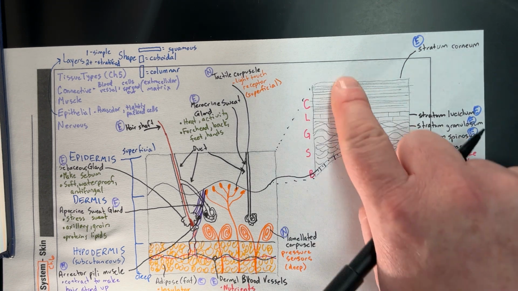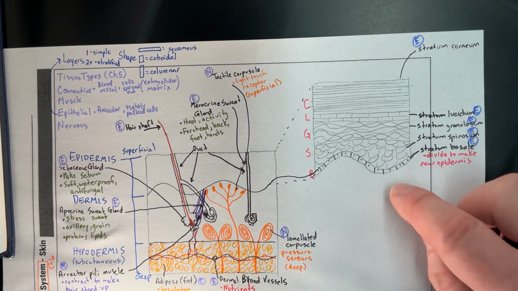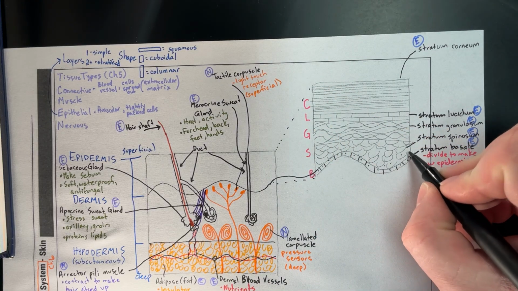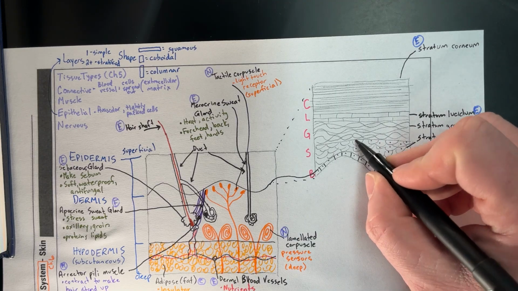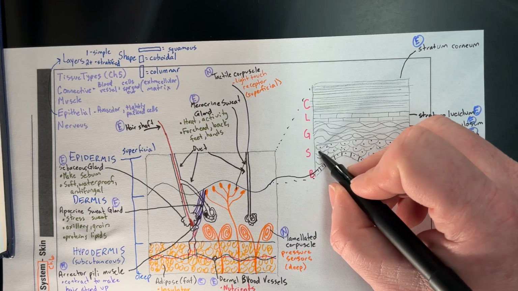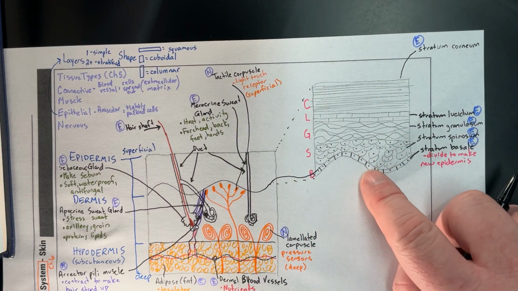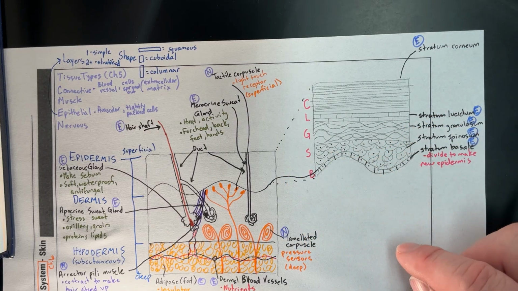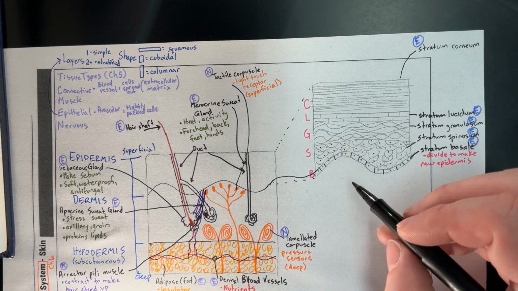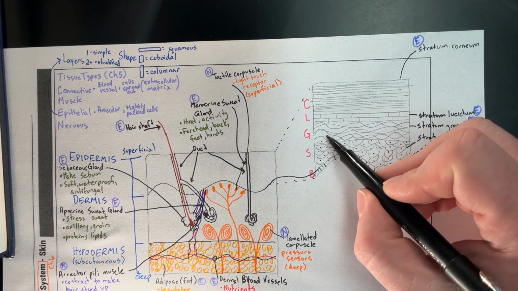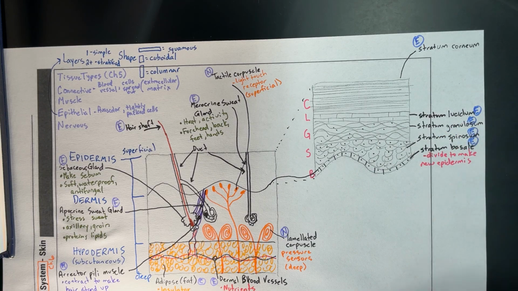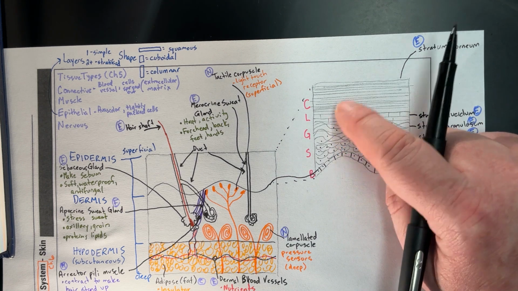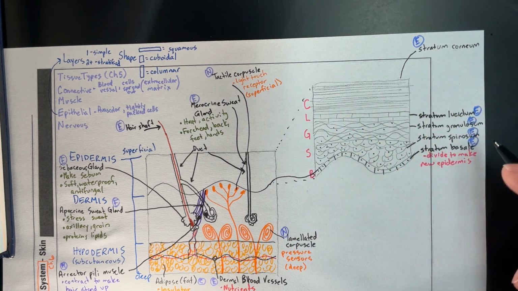And as they divide, they push these cells up, and there's a transformation that happens. All of these cells in the stratum spinosum, and the stratum spinosum gets its name because under a microscope, stained a certain way, these cells look like they have spines in them. The stratum granulosum cells start to lose their nuclei, so I'm drawing fewer nuclei in there. And by the time you get to the stratum lucidum and stratum corneum, there's no nuclei left.